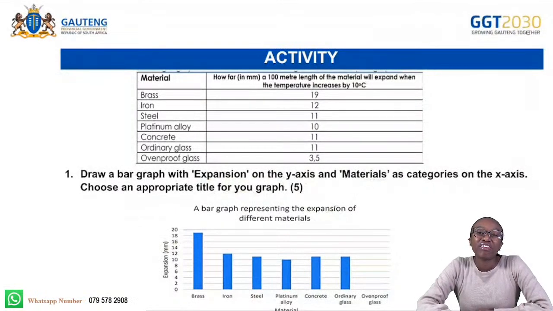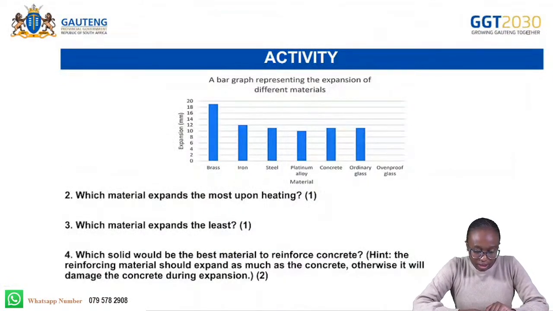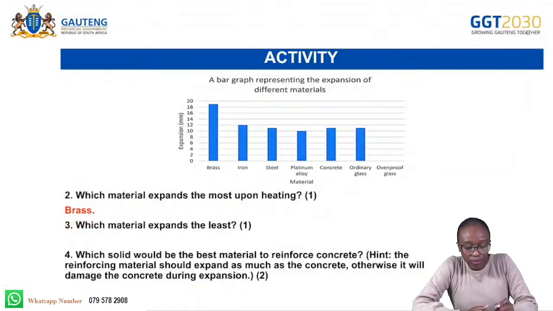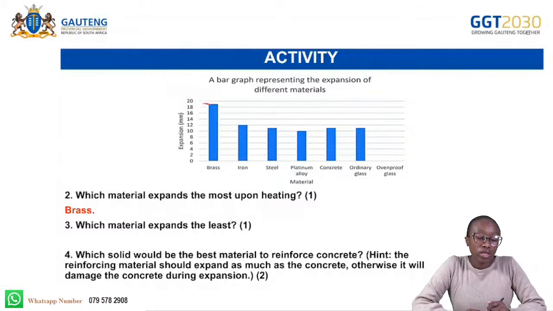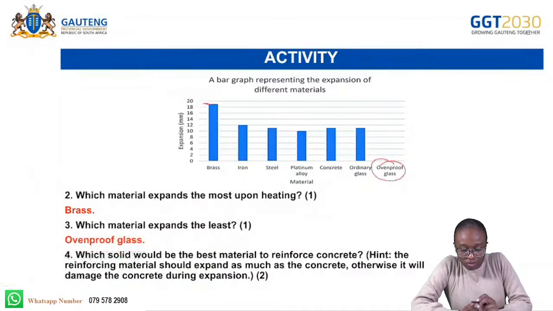Welcome back, learners. Now let's answer the rest of the questions. Which material expands the most upon heating? It is brass. As you can see, it expands 19 millimeters. It is the highest, or the tallest, on the graph. And which material expands the least? It is the ovenproof glass.